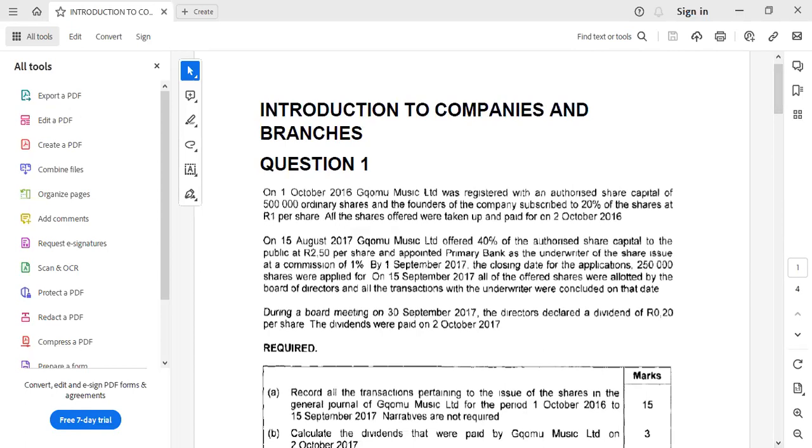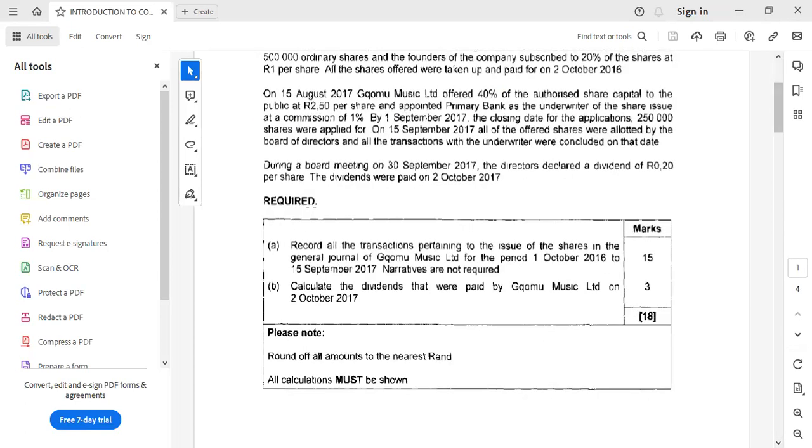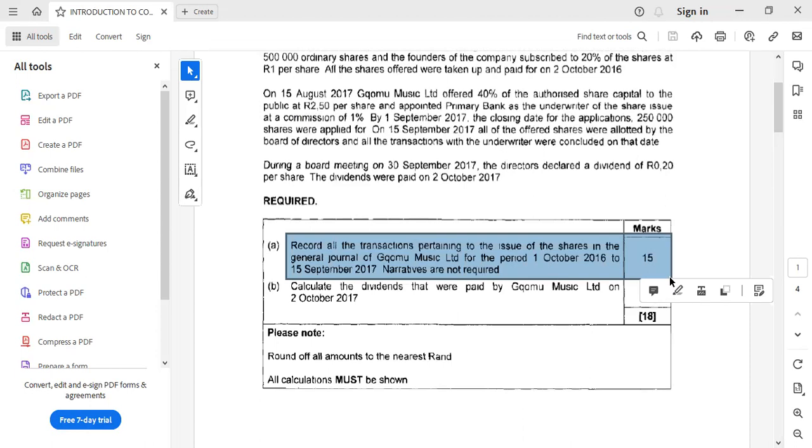Right. Our question is, record all the transactions pertaining to the issue of the shares in the General Journal of Home Music Limited, for the period 1 October 2016 to 15 September 2017. Narratives are not required. Right.